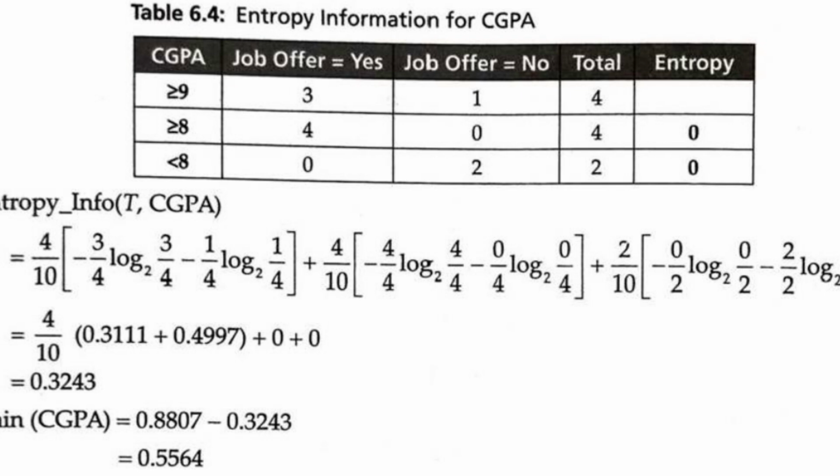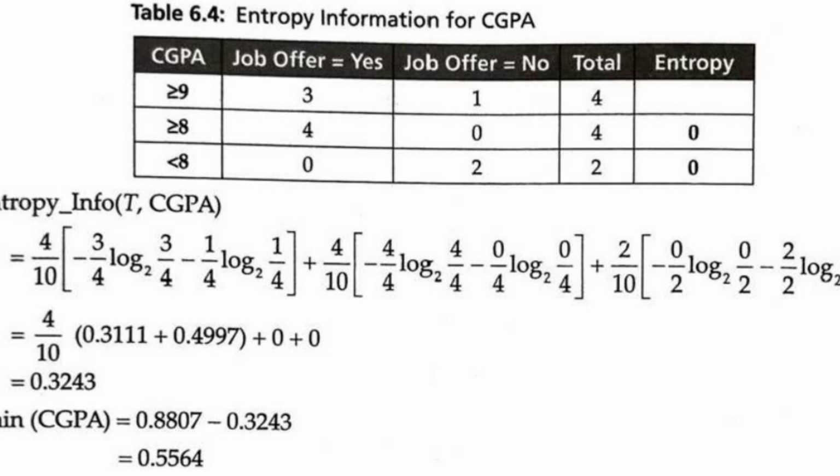Now, CGPA greater than or equal to 9: from the data table there are 3 job offer yes, and there is only one no job offer. Total 3 plus 1 is 4. The overall total should be 10. For greater than or equal to 8, there are 4 job offer yes and 0 job offer no, total is 4. For less than 8, no job offer is 2.